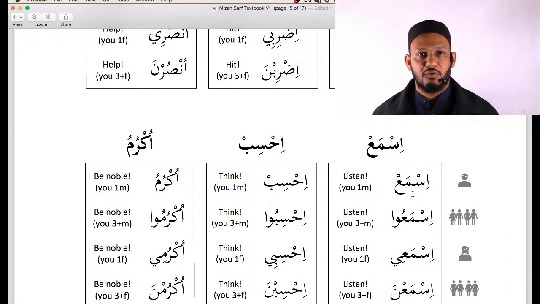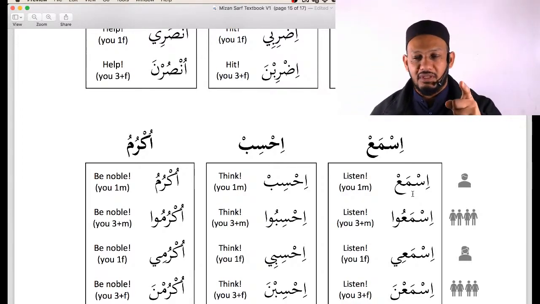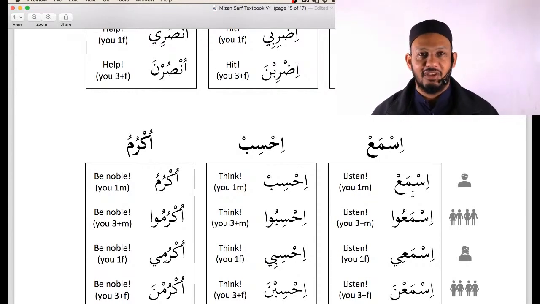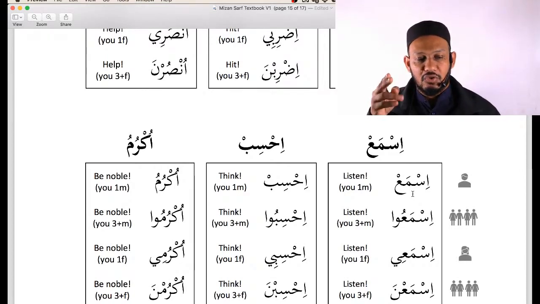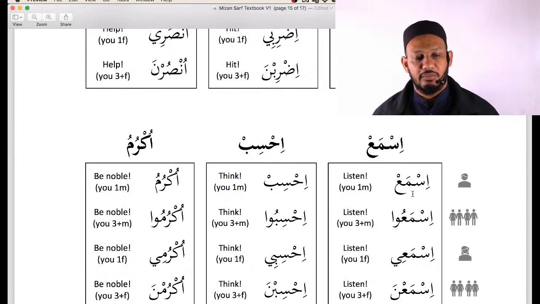Karuma, yakrumu. And the amr here is not ikrum, it's ukrum. So bismillah, say together. Ukrum. Ukrumu. Ukrumi. Ukrumna. All together. You must say this stuff if you're at home so you can get fluent, so you can memorize. So bismillah again. Ukrum. Ukrumu. Ukrumi. Ukrumna. Karuma yakrumu means to be noble. Can also mean generous as well. The word karim.